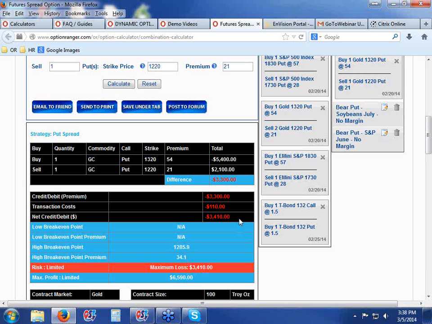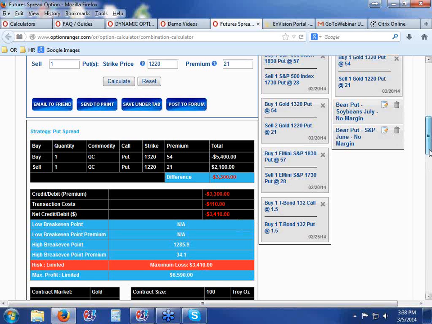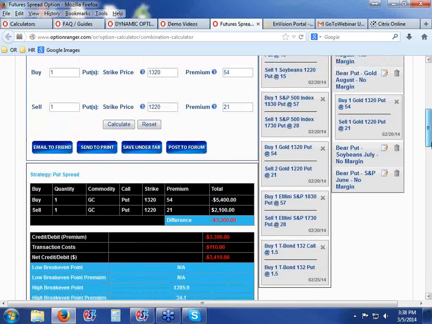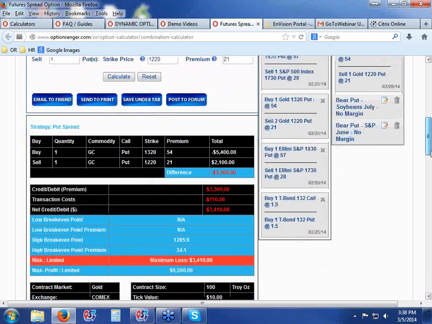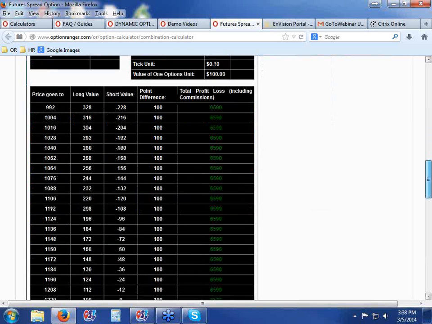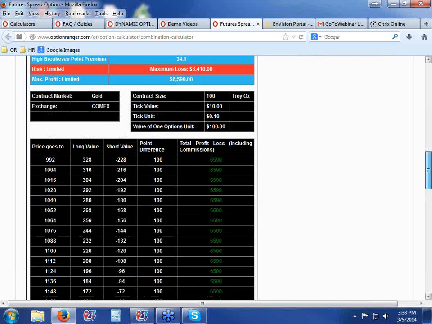Number one, because the volatility, although it has diminished, the market has not proceeded to the downside, and in fact the spread at this moment is out of the money. The long call is intrinsically out of the money, and if the market stays above 1320, that long call will expire worthless along with the short put.